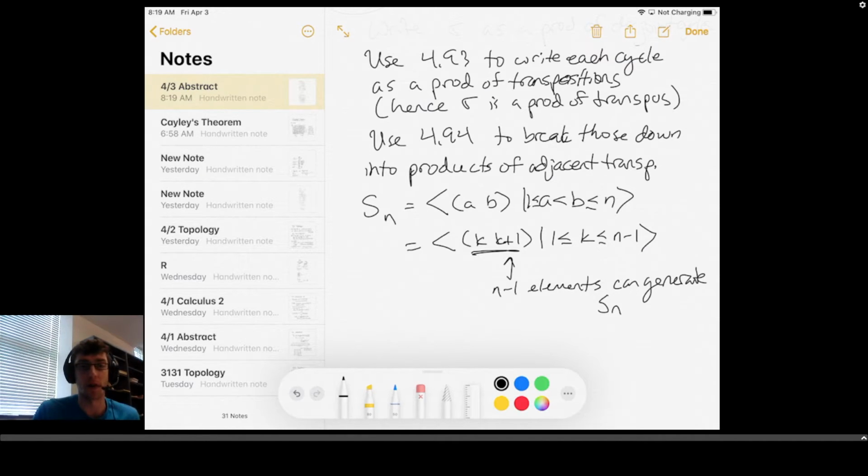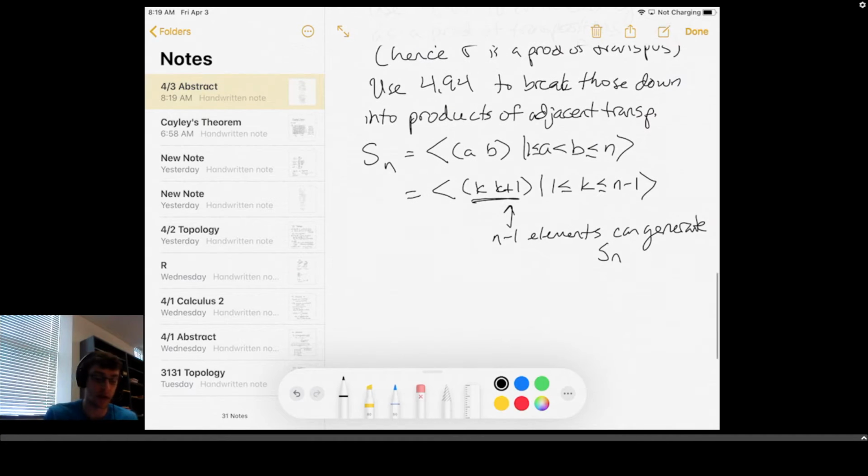But basically, you actually only need 2 elements to generate it if you take an n cycle and 1 transposition. So for instance, (1 2) and (1 2 3 ... n) will generate Sn as well, but that's not something we really proved here.